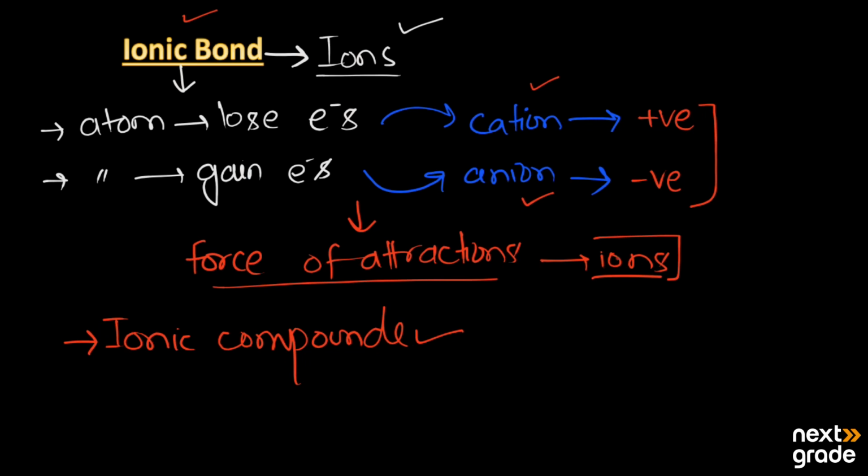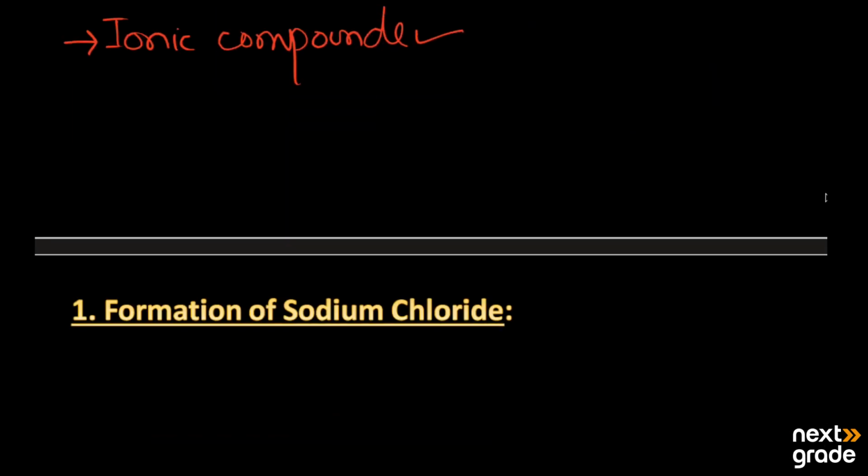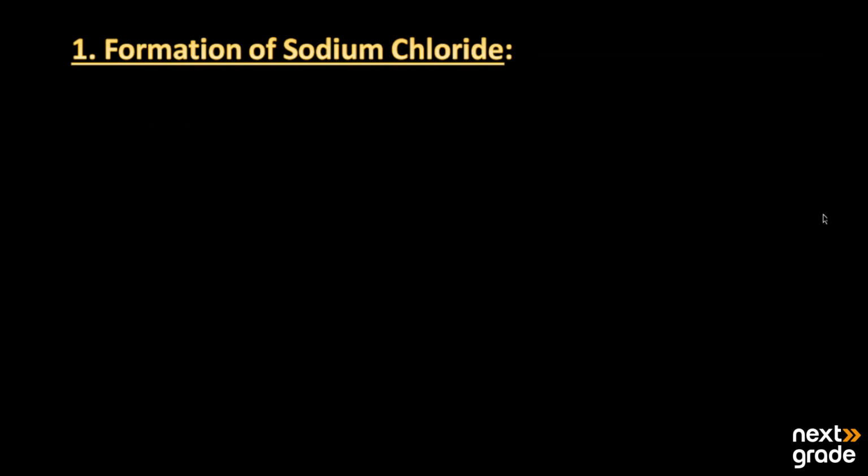So this is simply how an ionic bond is formed: a force of attraction that joins the ions. And what are ions? Any charged species is known as an ion. When a force of attraction holds cations and anions, this force is known as the ionic bond. Next, we have the examples for the ionic bond.